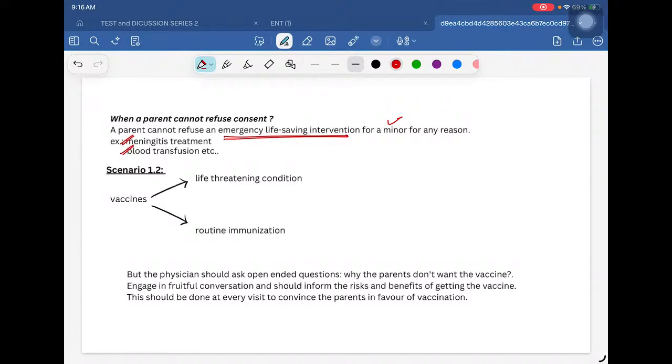Okay, what about vaccines? Let's talk about this, because this is interesting and USMLE loves to test this topic. Vaccines you can administer in two situations. One is a life-threatening condition, like for example if they're having a dog bite or a risk of tetanus, or routine immunization like MMR, flu vaccine, etc. So now my question is, among these two, for which vaccines will the parent have the right to reject, and for which can parents not refuse the consent? Take a moment and let me know.